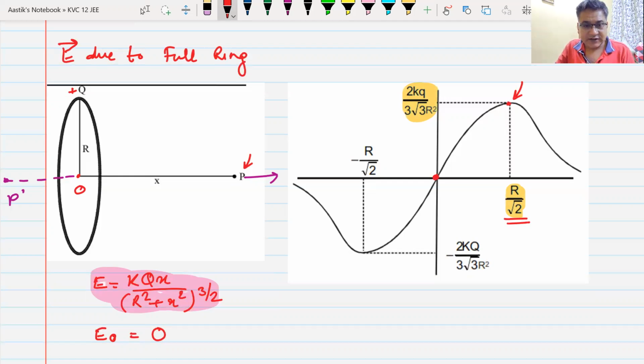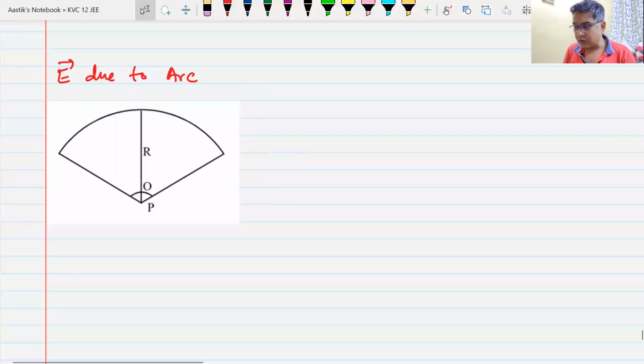Then comes the next one. What is the next one? This one. And I'm giving you all this. Electric field due to an arc of a circle.